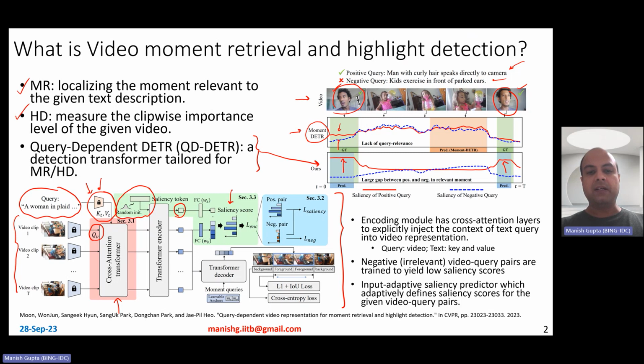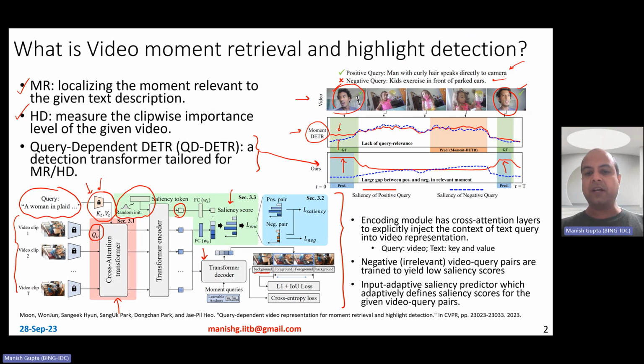Then you also have a transformer decoder. The main idea of the transformer decoder is to take every clip and figure out whether it is foreground or background, and of course another goal is to identify the bounds of the moment. So retrieve where the moment starts and ends, right?